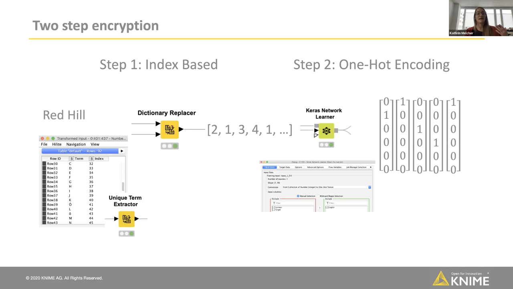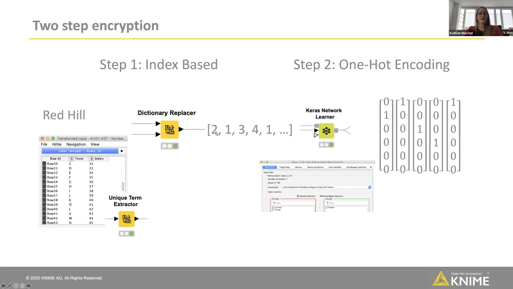This is something that we can do in KNIME Analytics Platform with the Keras Network Learner node, because here you can select in the configuration a conversion type, and one conversion type is from collection of number to one-hot tensor, and then it would take this index-based encoding and create one-hot vectors where you always have the one at the position of the number that you have in your index-based encoding.